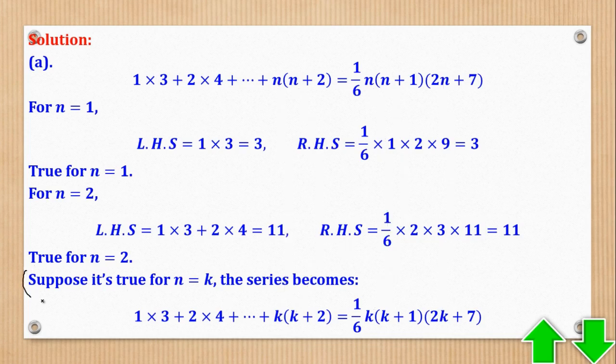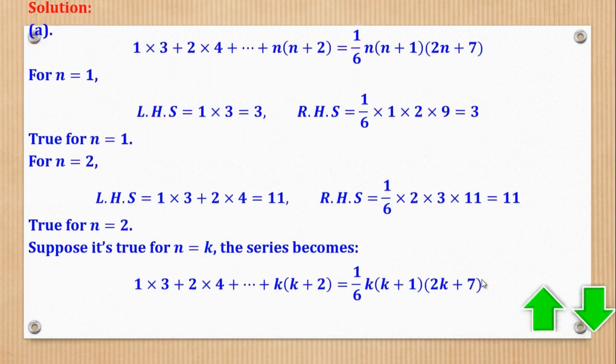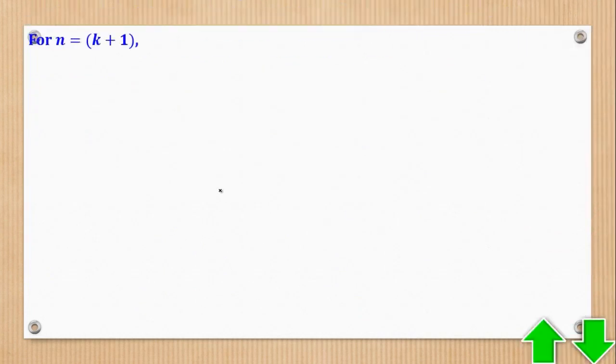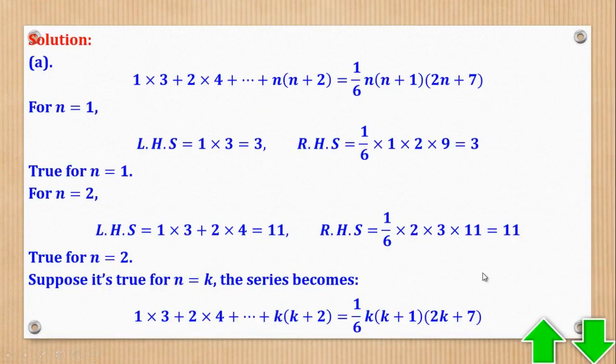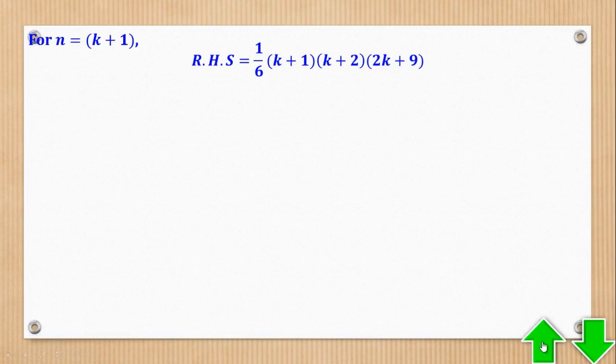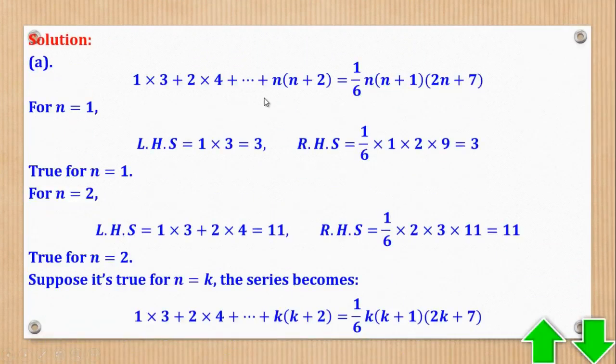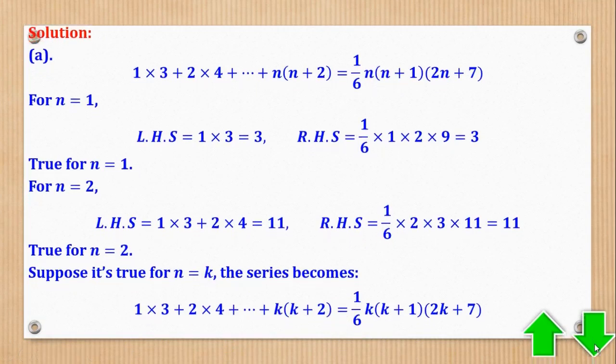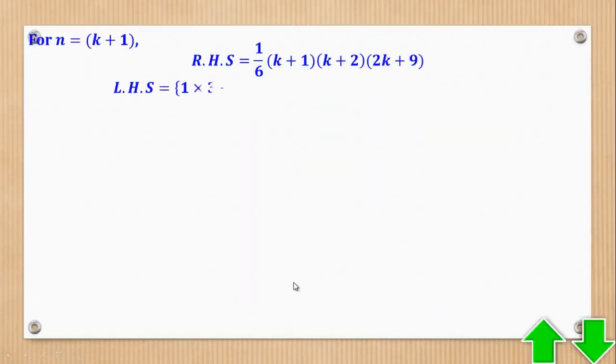So note that you have supposed, because there's no way you can prove it. After that, we shall now try for n equal to k plus 1. N equal to k plus 1, right hand side, you just substitute. Where there was n, you put k plus 1 to get this expression. But for the left hand side, you add another term. From here, you add another term when n is equal to k plus 1. And that gives you this.